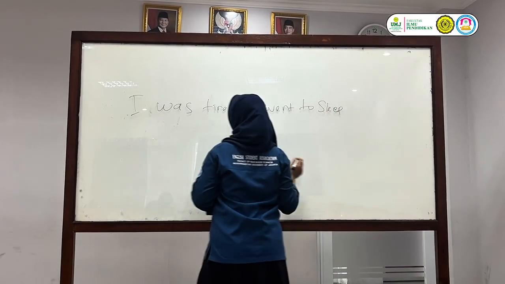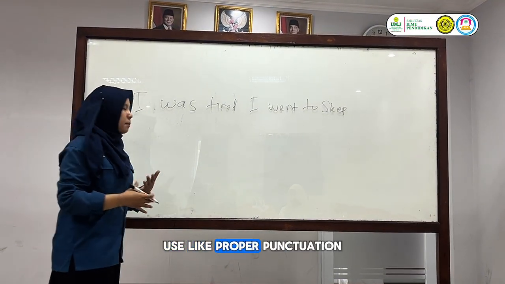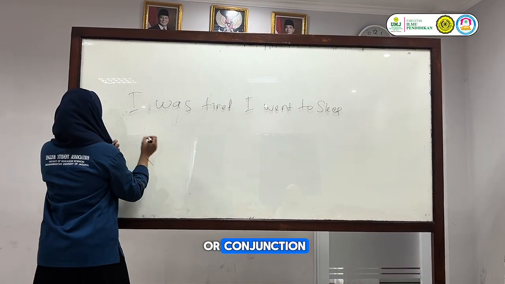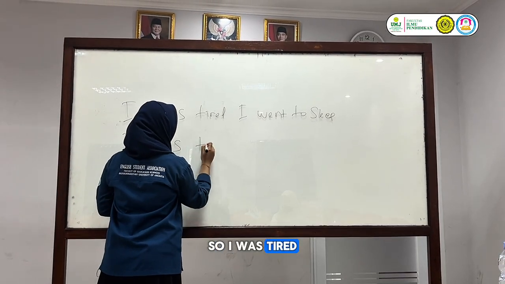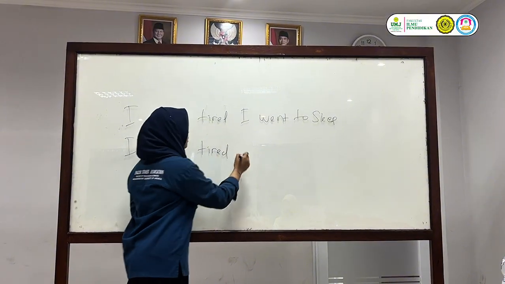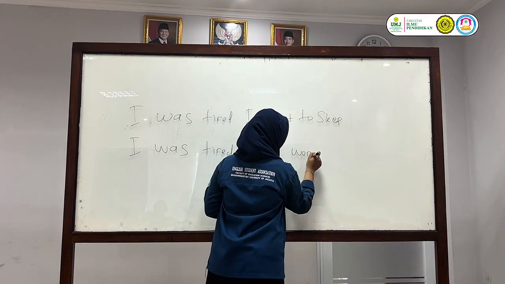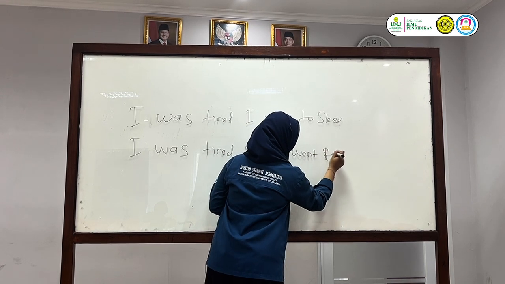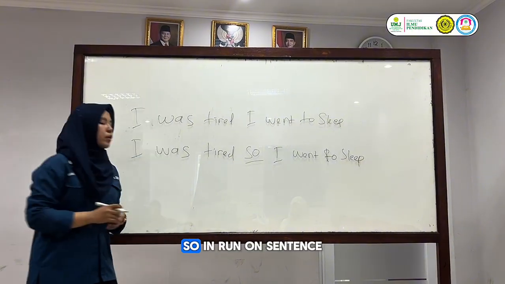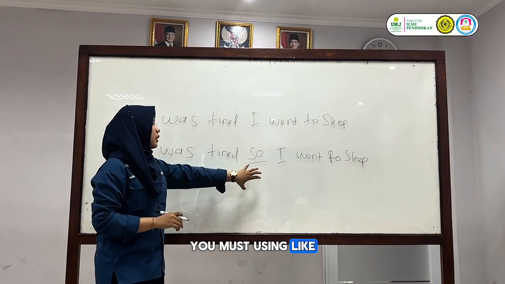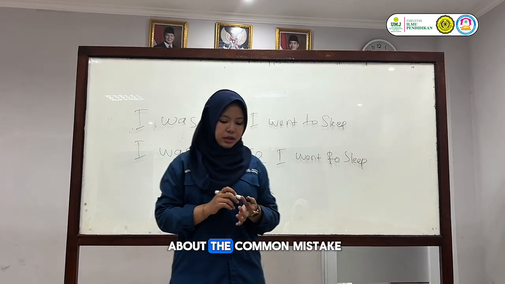But the correct one, it should use proper punctuation or conjunction. So, I was tired, so I went to sleep. So in run-on sentences, you must use a conjunction or proper punctuation. So that's all for me about the common mistakes in grammar.